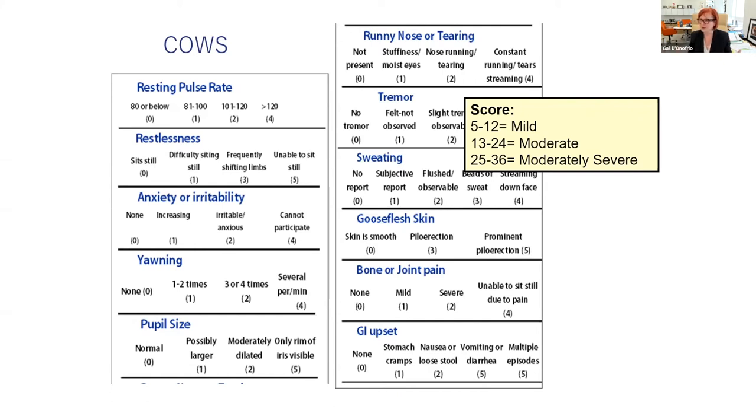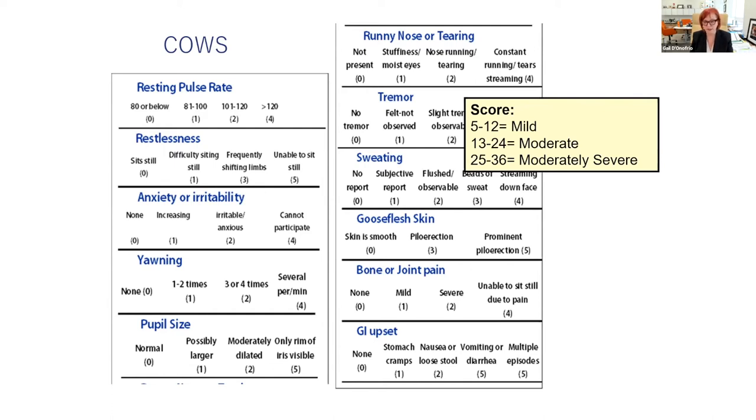Quite truthfully, we're investigating whether we can just ask people on a scale of 1 to 10, how do you feel? And that's probably just as good as this, because it is a lot of subjective and some objective data. Obviously their heart rate is objective. Restlessness, you'll be able to see them moving around, yawning, their pupil sizes getting more and more dilated, or their runny nose.